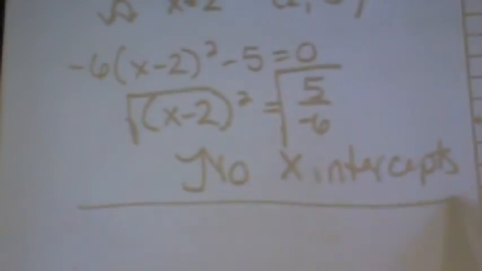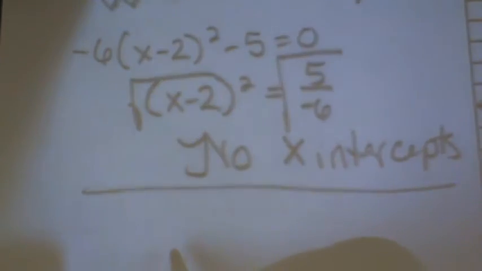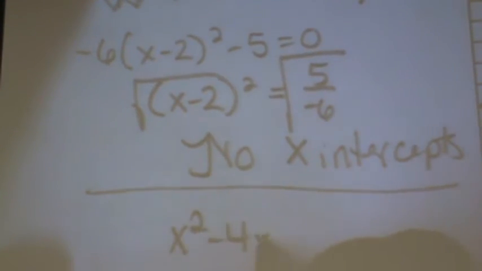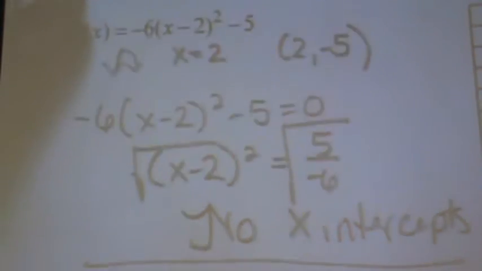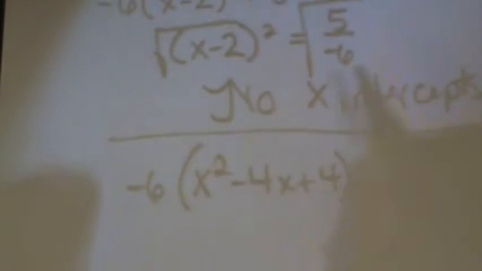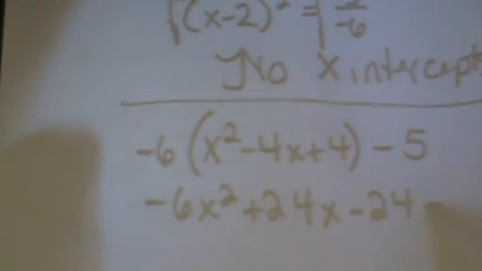How do you write this in polynomial form? Well, you'd have to FOIL this. x minus 2 squared is x squared minus 4x plus 4. And then distribute the -6 and then add -5. So you get -6x squared plus 24x minus 24 and then -5.